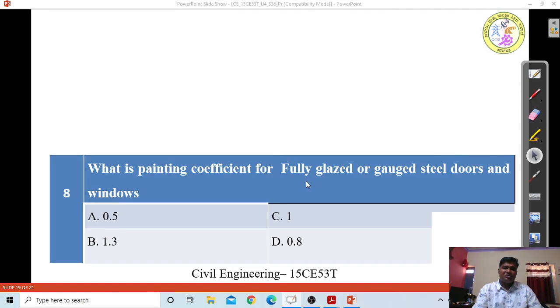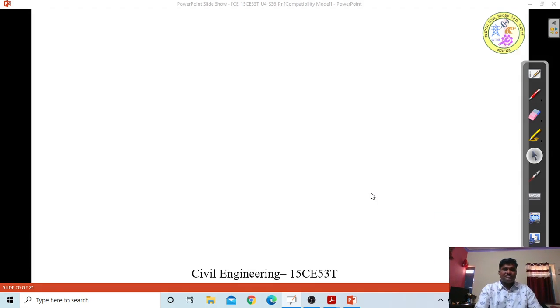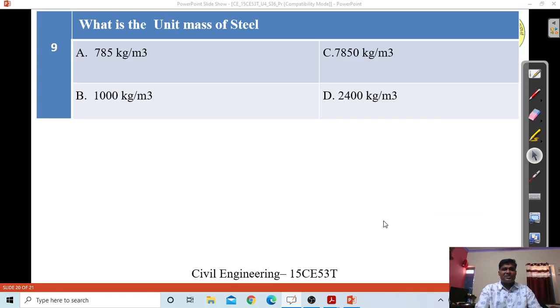What is the painting coefficient for fully glazed or glazed steel doors and windows? This was the painting coefficient which I had used in this estimate while calculating the enamel painting quantity. Either A 0.5, B 1.3, C 1, or D 0.8. So the right answer is A, 0.5 is the painting coefficient for the glazed door.